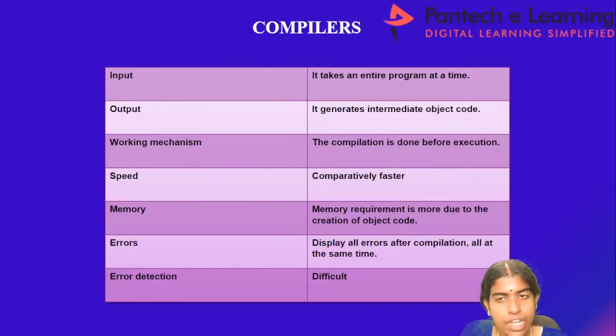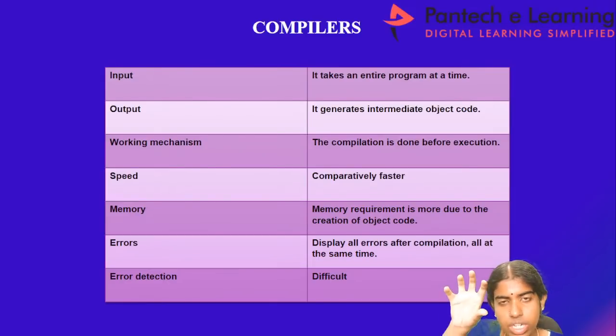So it takes an entire program at a time, and as output it generates intermediate object code. An interpreter does not generate intermediate object code, whereas a compiler generates intermediate object code. And in the working mechanism, compilation is done before execution. The speed of a compiler is faster when compared to the interpreter, and the memory requirement is more due to the creation of object code.